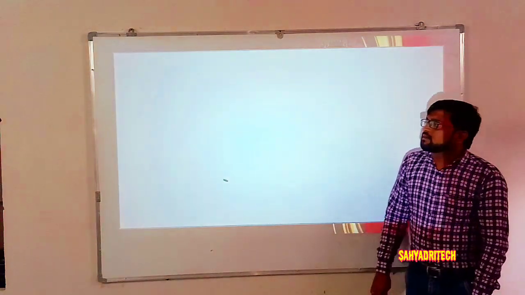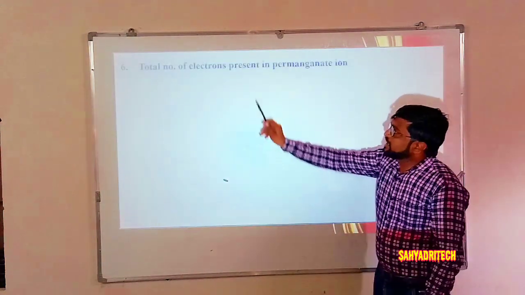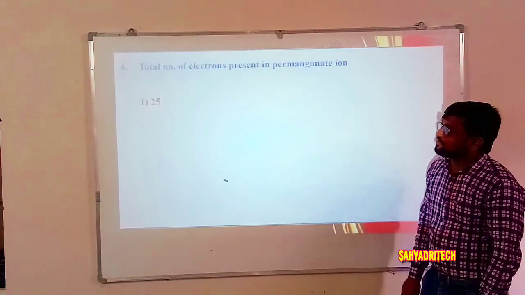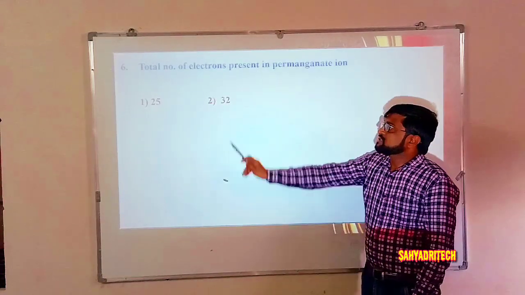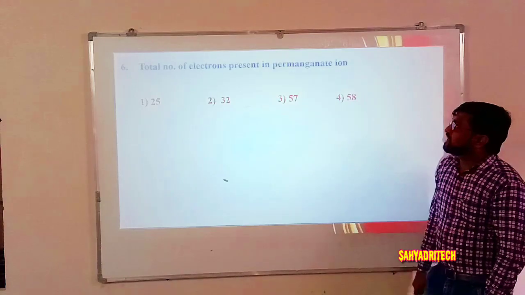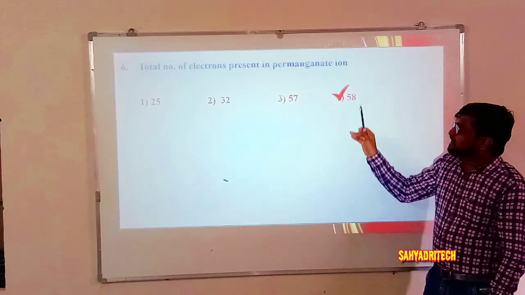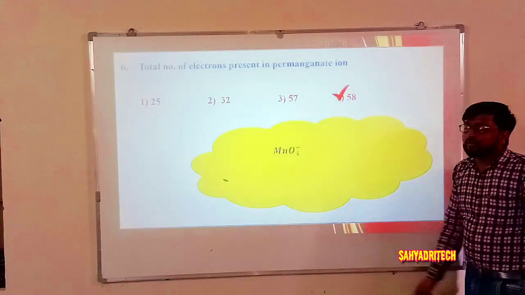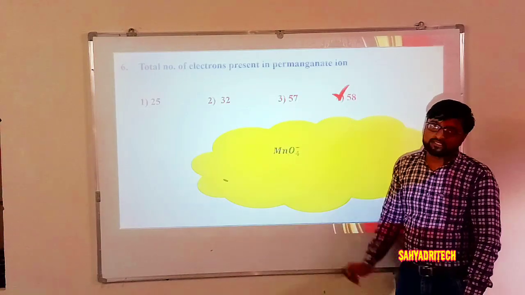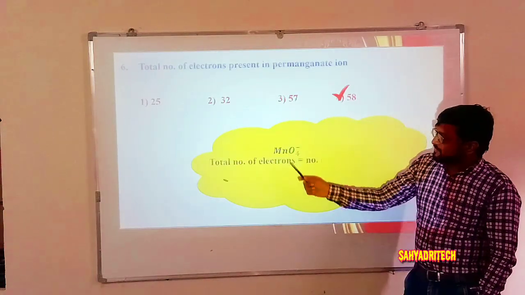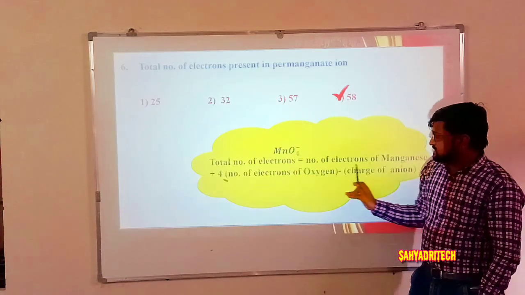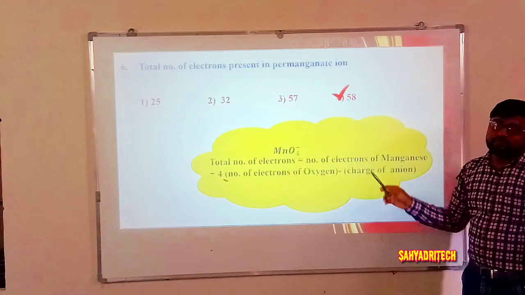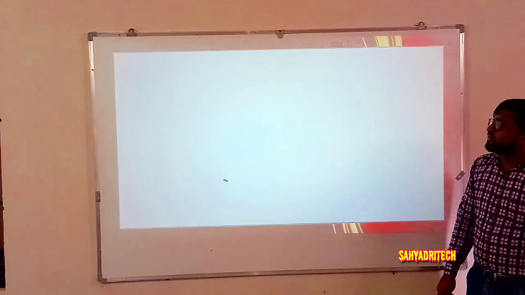Well, coming to the next question: the total number of electrons present in permanganate ion. Well, first we look at the options. First option 25, second option 32, third option 57, and fourth option 58. So what is the answer here? Answer is 58. Well, what is permanganate ion? It is MnO4 minus. So how do we get the total number of electrons here? Number of electrons of manganese, plus 4 into number of electrons of oxygen, minus charge of an anion. Okay, if we simplify this, we get the answer.